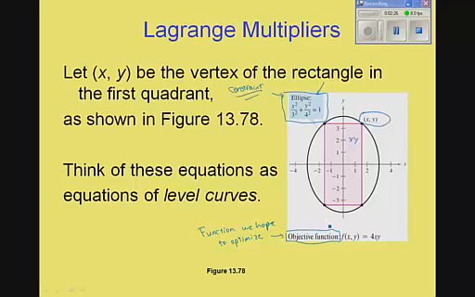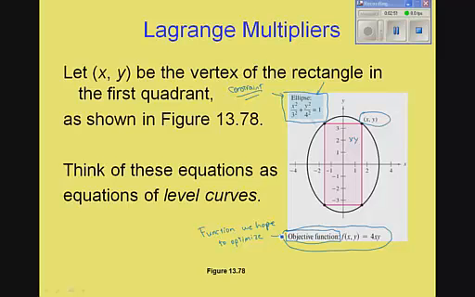So how could they have worded this problem? They could say, okay, find the maximum area of a rectangle that can be inscribed in this ellipse. That'd be a nice, clean way to word it. And this is what you're trying to find, right? We have an objective function, and we have an ellipse.